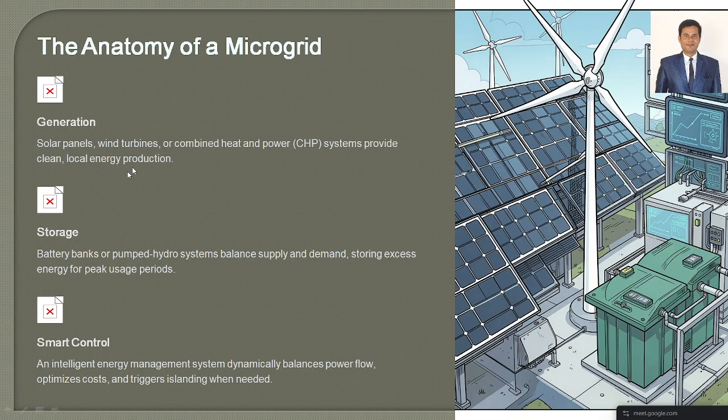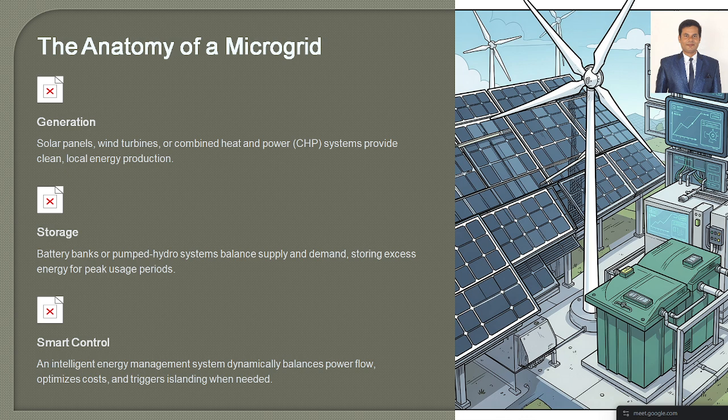Okay, next what we have is the energy storage, right? We should have the battery backup, isn't it? So battery banks or pumped hydro systems, so that a balanced supply and demand is there, right? Storing excess energy for the peak usage periods. Okay, what you have to do? You have to make the storage. Yes or not? Whatever generation you have made, you have to go for the storage. So that is the second part, right?